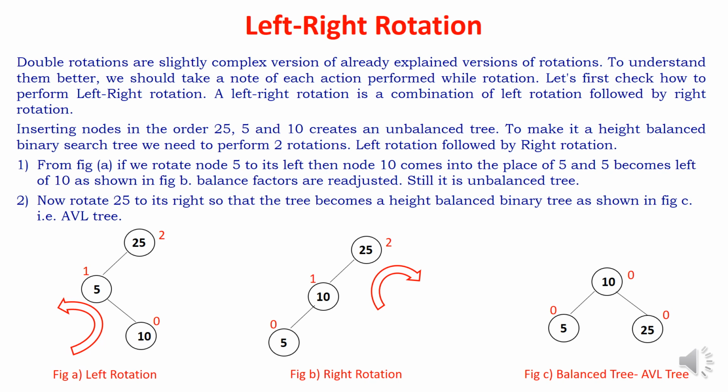Inserting nodes in the order 25, 5 and 10 creates an unbalanced tree. To make it a height balanced binary search tree, we need to perform two rotations: left rotation followed by right rotation. From figure A, if we rotate node 5 to its left, then node 10 comes into the place of 5 and 5 becomes left of 10 as shown in figure B. Balance factors are readjusted. Still it is an unbalanced tree. Now rotate 25 to its right so that the tree becomes a height balanced tree, that is, an AVL tree, which is shown in figure C.